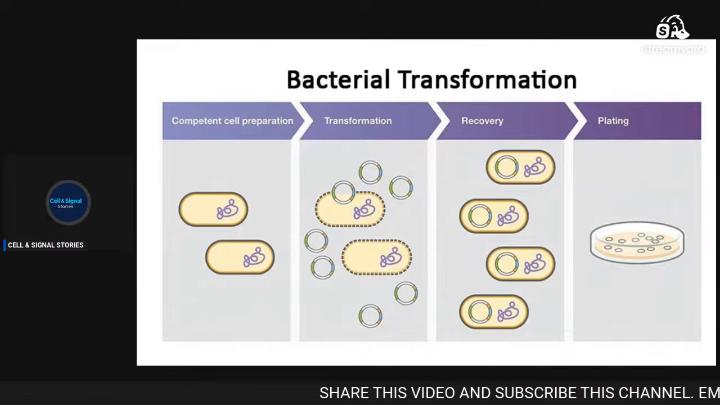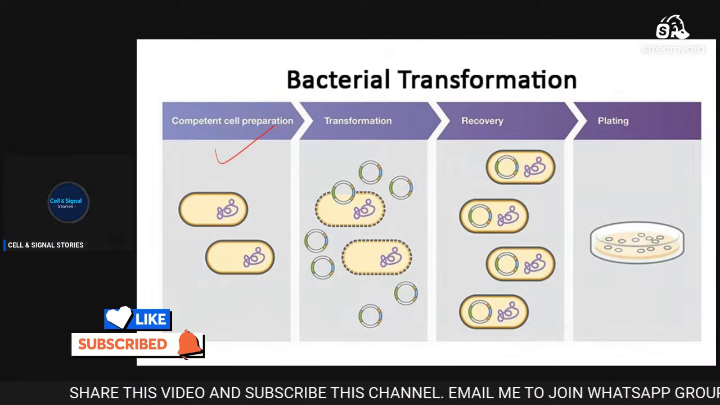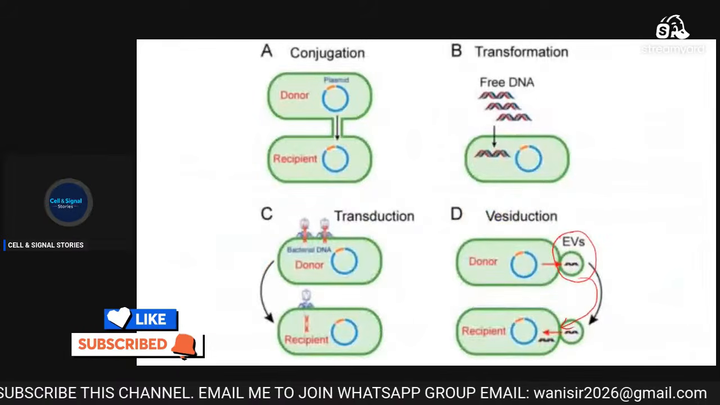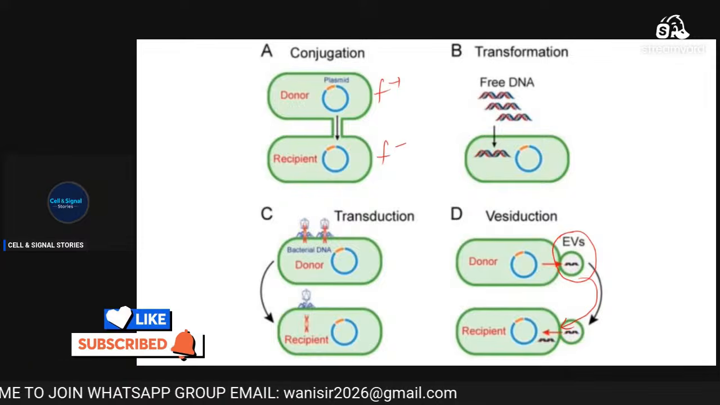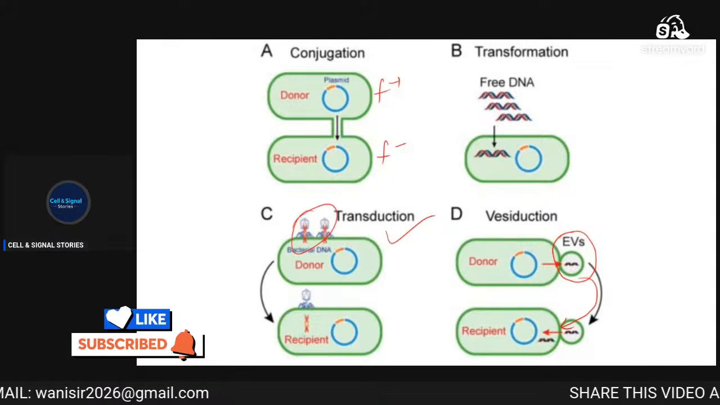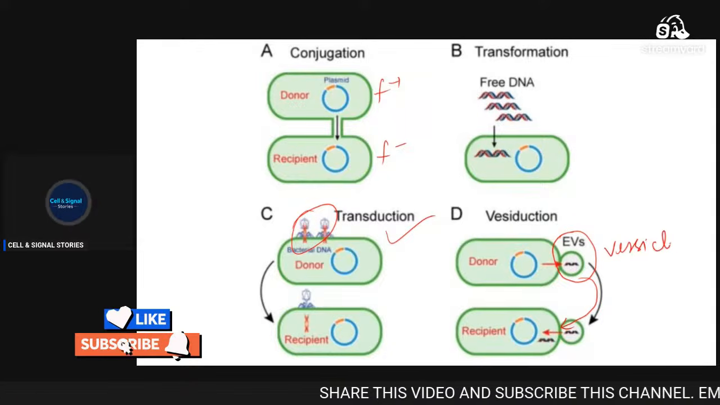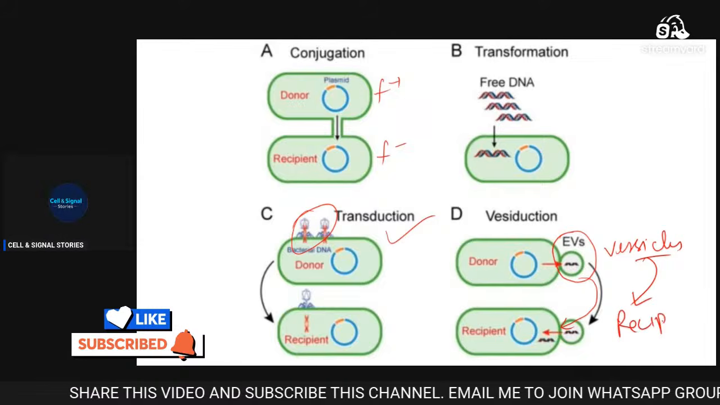Now another topic, this is the bacterial transformation process, that is competent cell preparation, transformation, recovery, and plating. Then conjugation, in which the F positive transfers to F negative, and transduction is the process in which the bacteriophage transfers the DNA to the bacteria, and vesiduction is where vesicles are formed, and these vesicles are transferred to the recipient. So this is all for today.